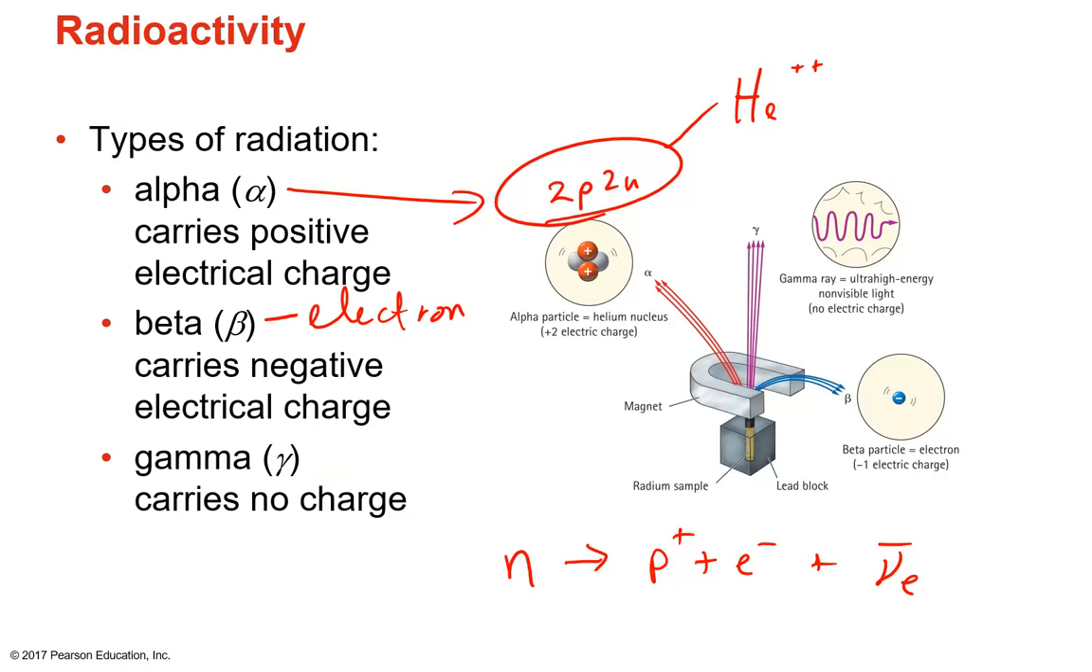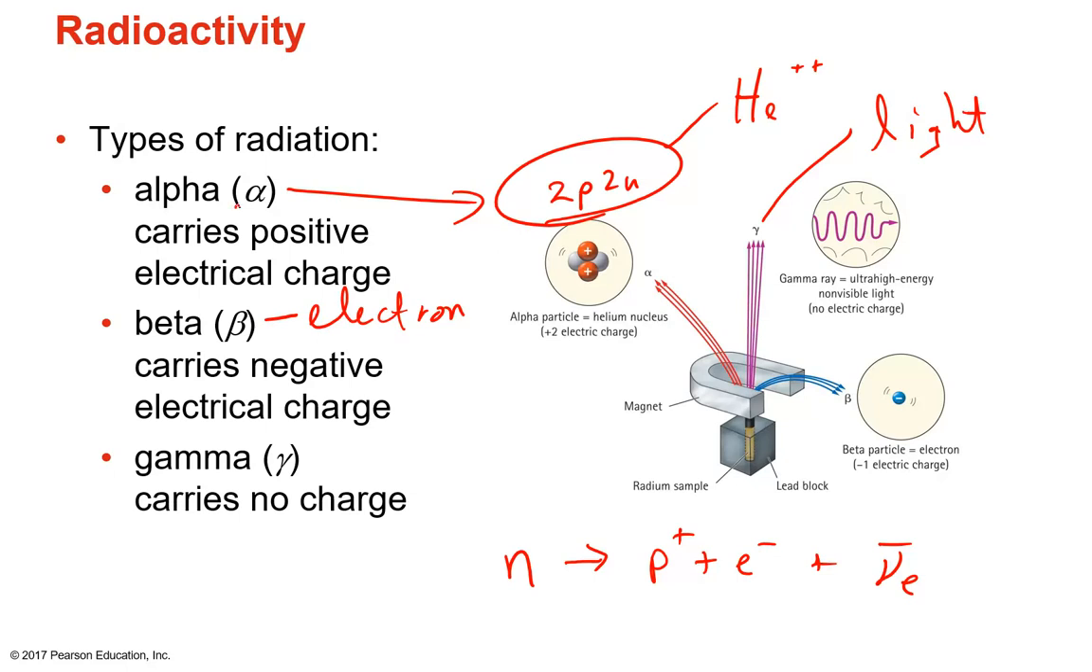Then we have the gamma particle, and the gamma particle is light. Now, it's not visible light. It's in a much higher frequency than visible light, but it's the same type of thing as light. It's a wave. We are giving off actually infrared rays. So we're giving off electromagnetic radiation, but it's in a much lower frequency, which means a much lower energy. These are very high energy waves.